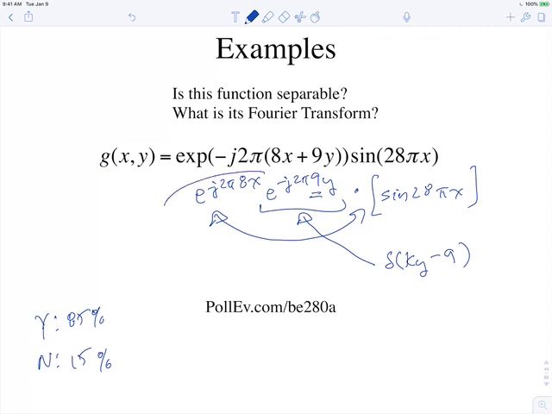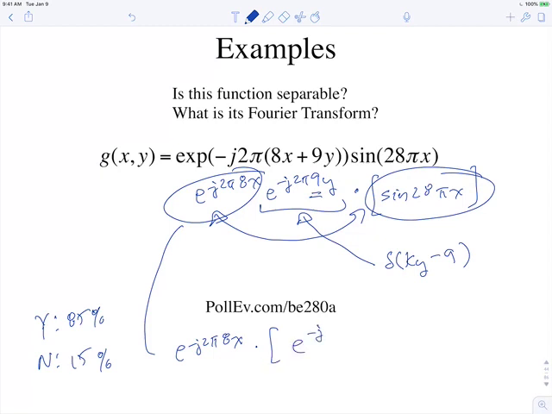Now this part here is a function of x, and that part is also a function of x, so we can't just multiply those Fourier transforms by each other. We need to expand this out. That's e to the minus j 2 pi 8x times e to the plus j 28 pi x minus e to the minus j 28 pi x over 2j. This is 28 pi, but we'd like to write it as 2 pi, so it's like 2 pi times 14x.